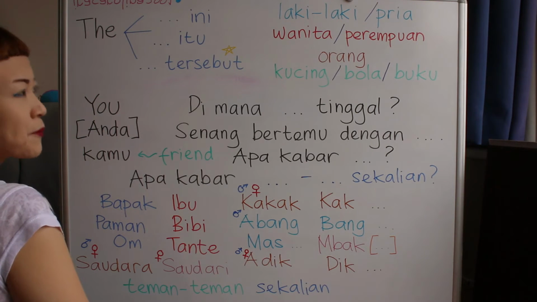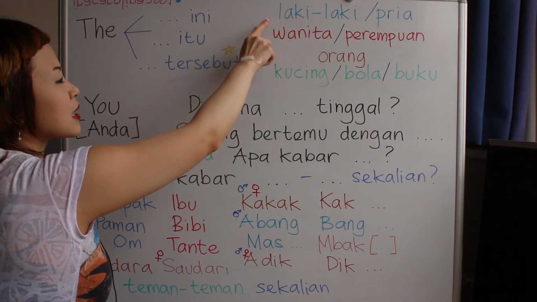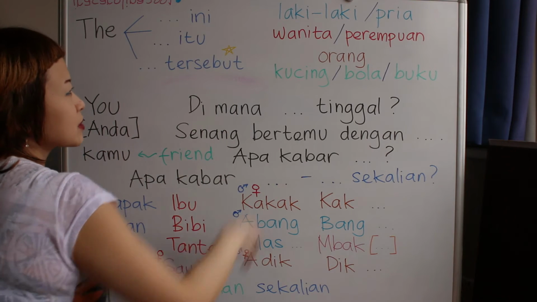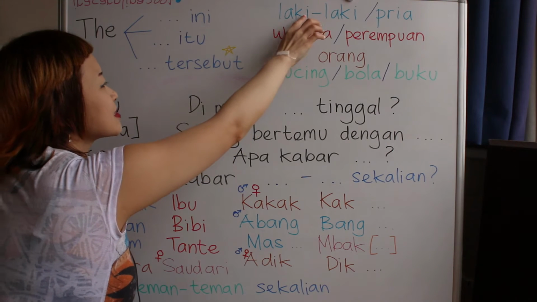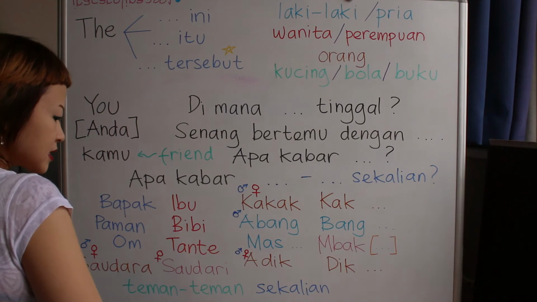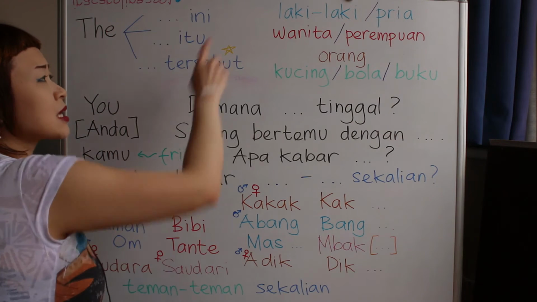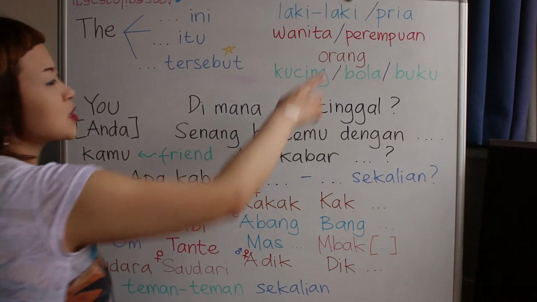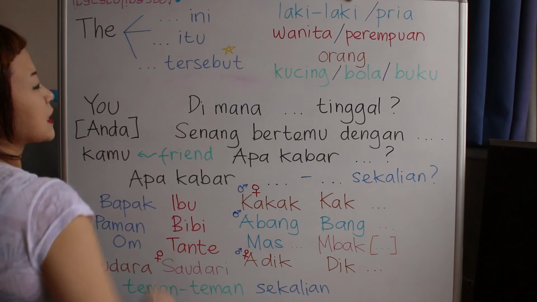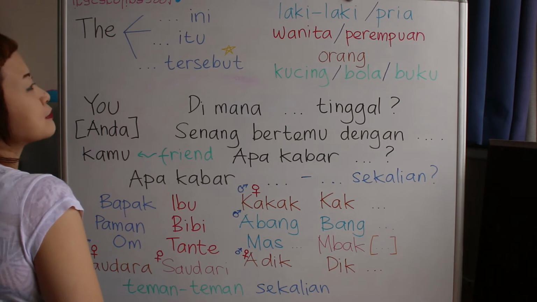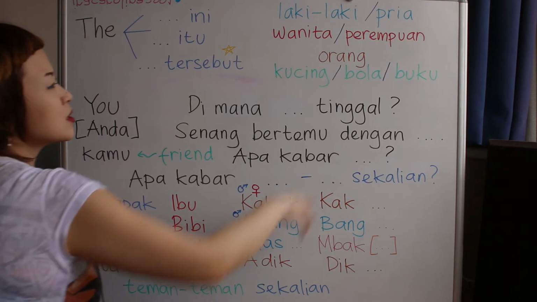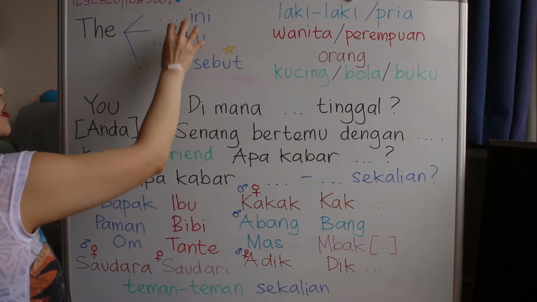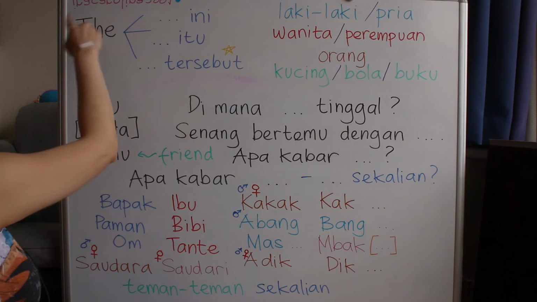If we want to say "the man", we use this one, laki-laki or pria. Laki-laki, even though we repeat like this two times, laki and then a stripe, and then we put laki again, it doesn't mean it's more than one. In this case, laki-laki is one, or is man. Or you can choose pria, man. If we want to say "the woman", we use wanita or perempuan. Of course, we put it here because we use ini, itu, or tersebut just to say "the".